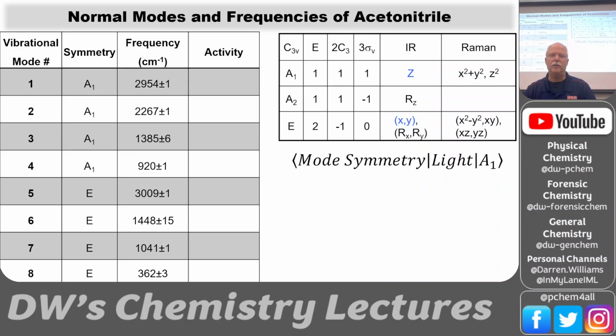Okay, so let's practice a little bit with these. So here are the normal modes for acetonitrile. And these are vibrational frequencies, so vibrational modes, you see these. All of these symmetries here are A1 for 1 through 4. And so we know that this is A1 for all of them, and this is also A1 for these top 4.